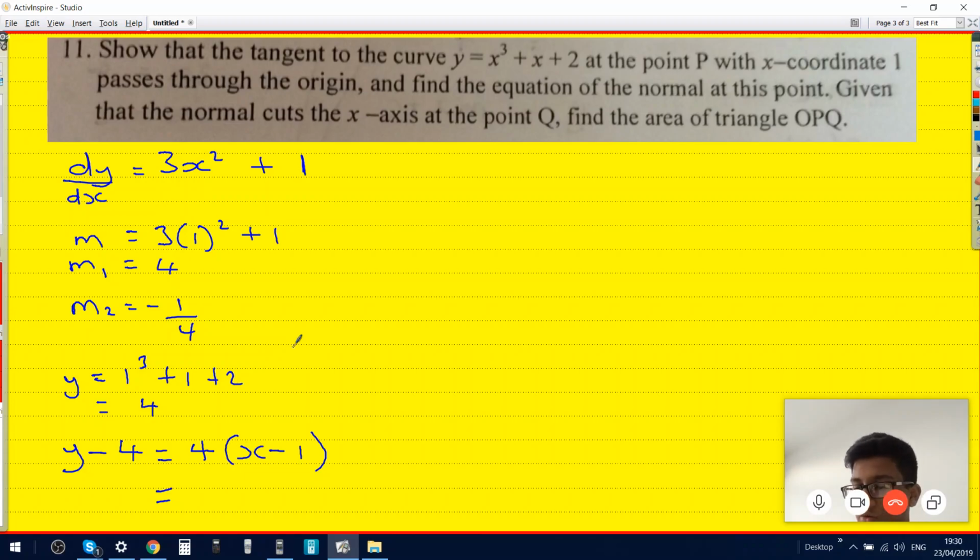So it's 4, right? Yeah. So 4 equals mx plus c. 4 equals 4 times 1 plus c. Therefore, c equals 0. So the equation is just y equals 4x.